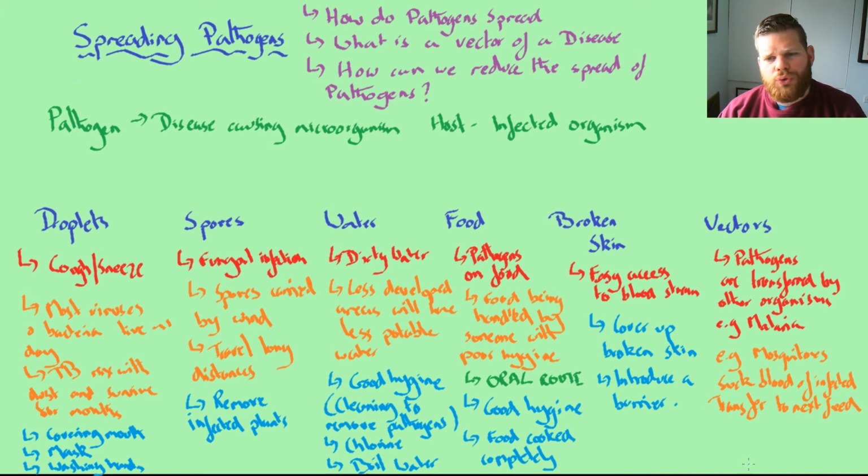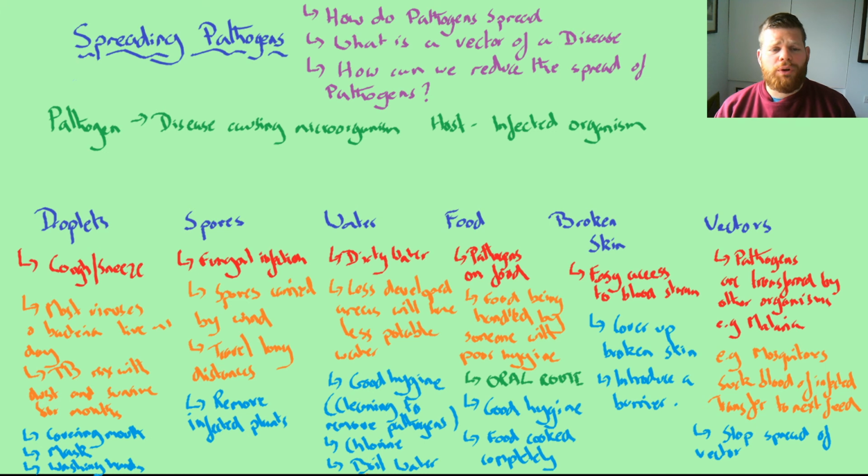So how can we treat or stop the spread of pathogens that spread by vectors? Well, what we do is we stop the spread of the vector. So how can we do that? Well, we can't necessarily stop the spread of mosquitoes, but what we could do in this example is use mosquito nets, or we could use insect repellents to stop the mosquitoes actually biting yourselves.